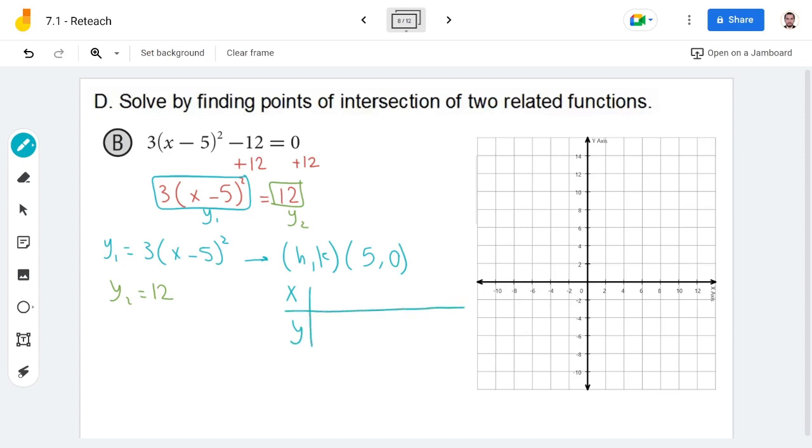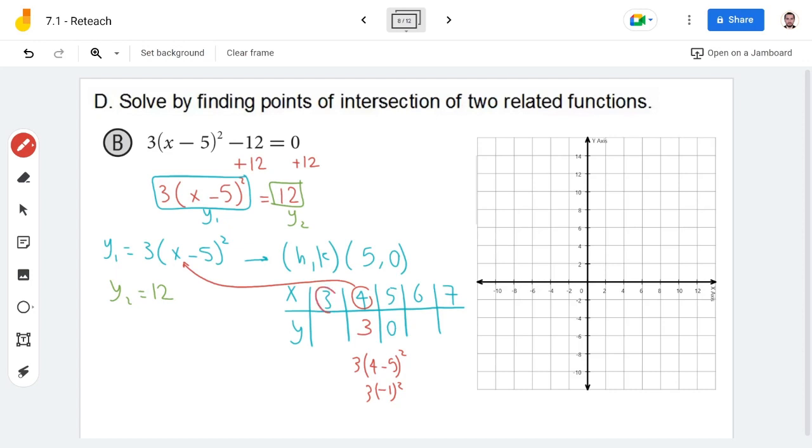Now let's make the table of x, y. So 5 is here, 0 is here. Pick 2 points less than 5, which are 4 and 3, and 2 points greater than 5, which are 6 and 7. Now replace them in the function. So we take 4 and replace it in the function. We will have 3 times 4 minus 5 to the power of 2. So 4 minus 5 is negative 1, negative 1 to the power of 2 equals 1, times 3 is equal to 3.